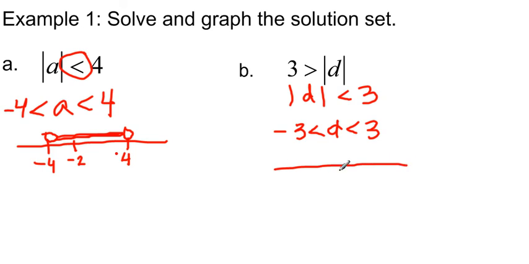Graph it on the number line. Negative 3, positive 3, and again we use open dots because the symbols are strictly less than, and our shading goes in between those two values. You use the same thing if you have a less than or equal to, you just would color in your circles, but you would use the same formula. We have intersections here.